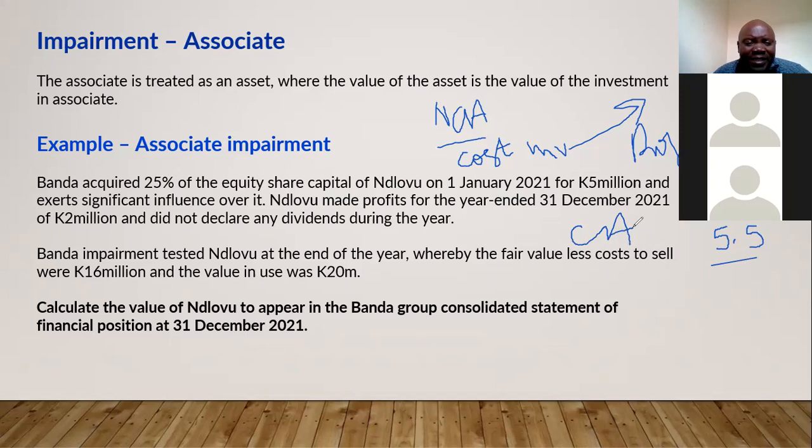Then Banda impairment tested Ndlovu at the end of the year, whereby the fair value less cost to sell was 16 million. So the fair value less cost to sell is 16 million. So 16 million times your interest of 25%.